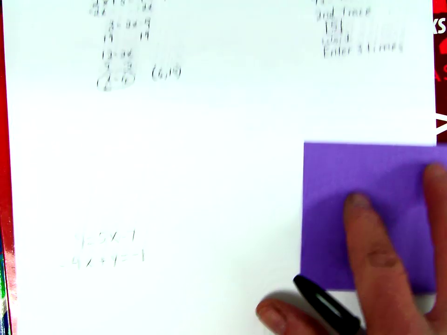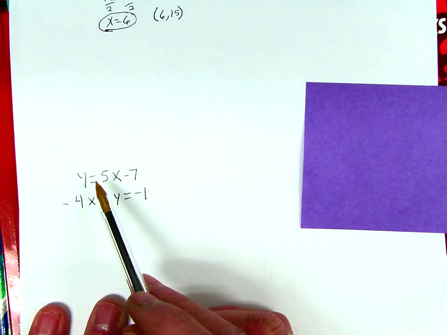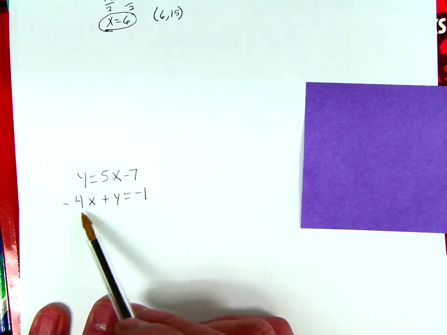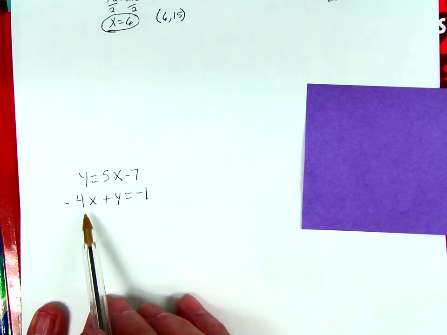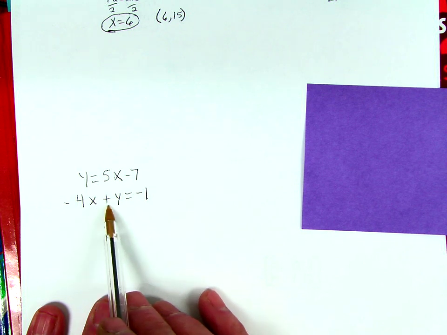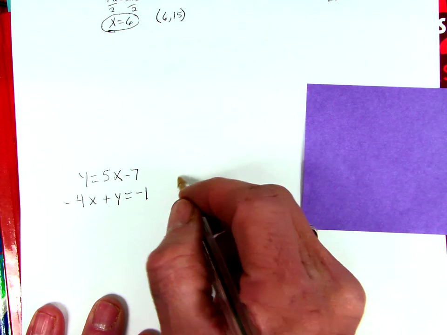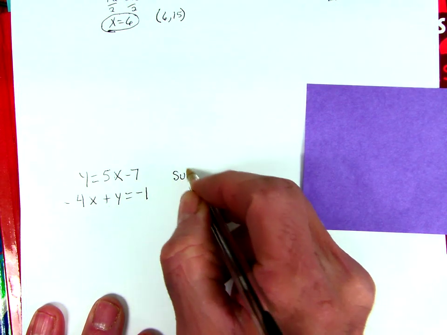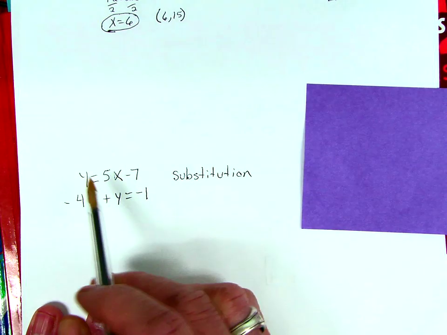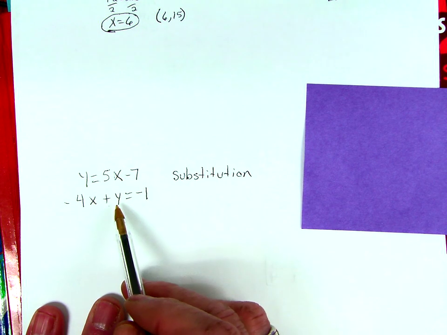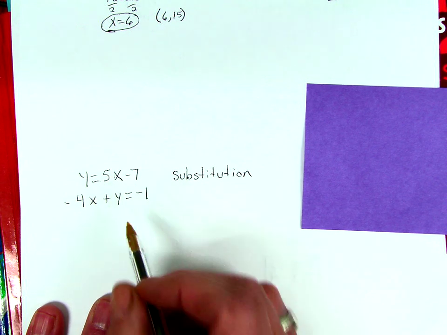Well, what if the equations look like this? Where one of them is set up as y equals, but the other has the x and the y both on the same side of the equal sign. Now, there's nothing that says that you can't change the form of this equation so that they both start out y equals. But this is a case where we would normally use what's called substitution. We know what y is equal to, so in the other equation, we're going to substitute what y is equal to in for the y.